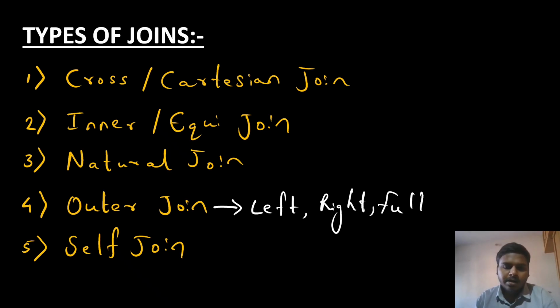Today, what is our target? Today, our objective is to cover these three joins: cross join or Cartesian join, inner or equi join, natural join. These three workings we will see and we will practice some queries.